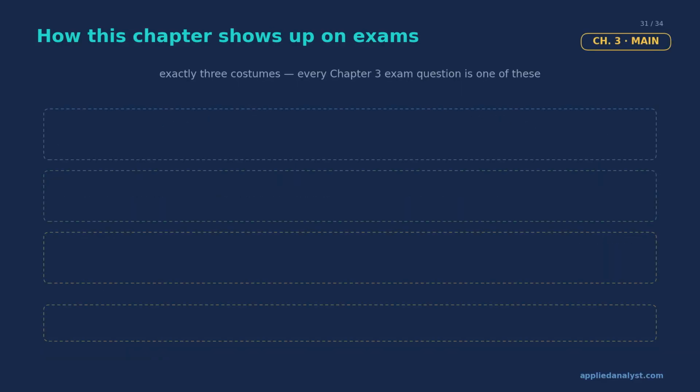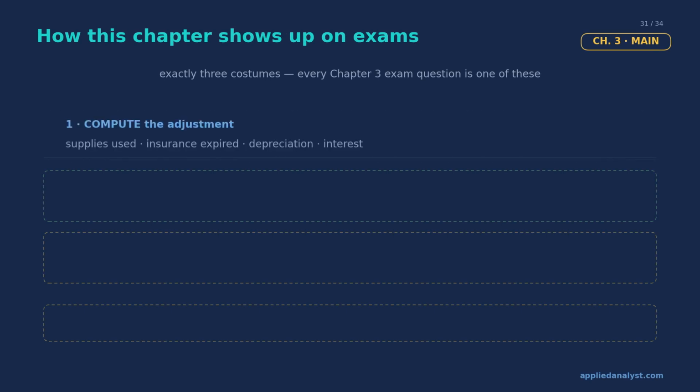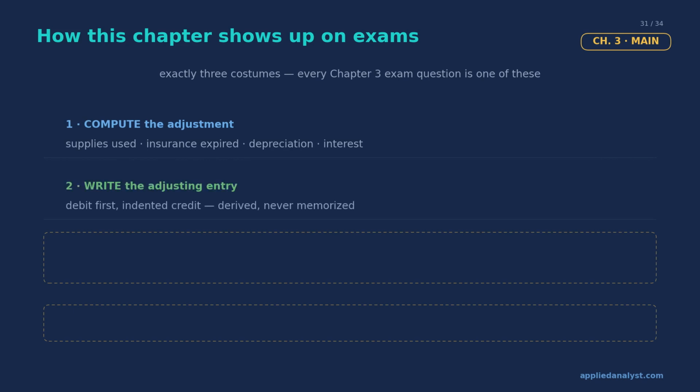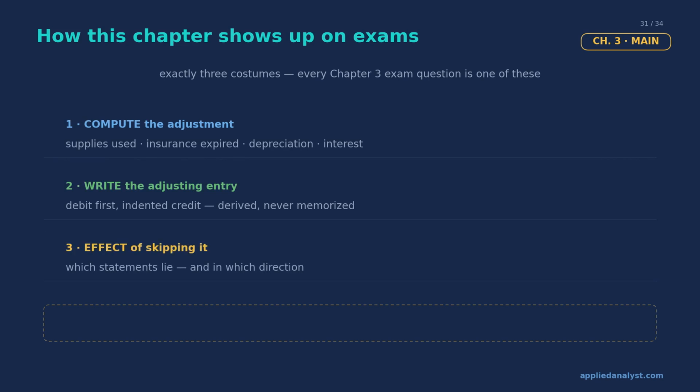Before the promised card, the exam map, because this chapter shows up on tests exactly 3 ways. Form 1. Compute the adjustment. Supplies used. Insurance expired. Depreciation. Interest. Form 2. Write the adjusting entry. Form 3. Name the effect of skipping it, which statements lie, and in which direction. That's it. Every Chapter 3 exam question is one of those 3 in a costume.